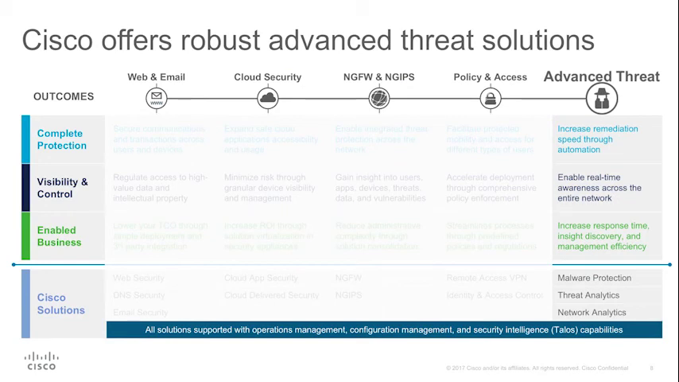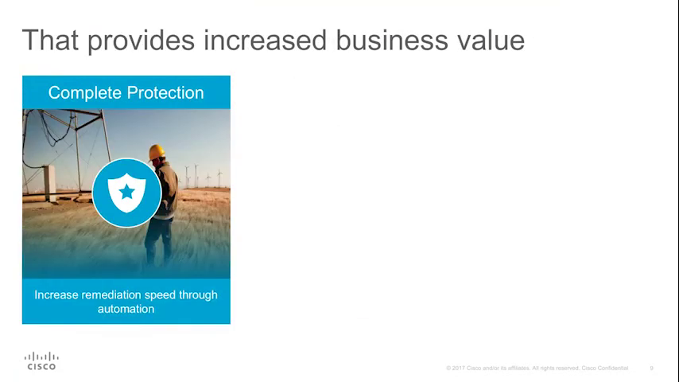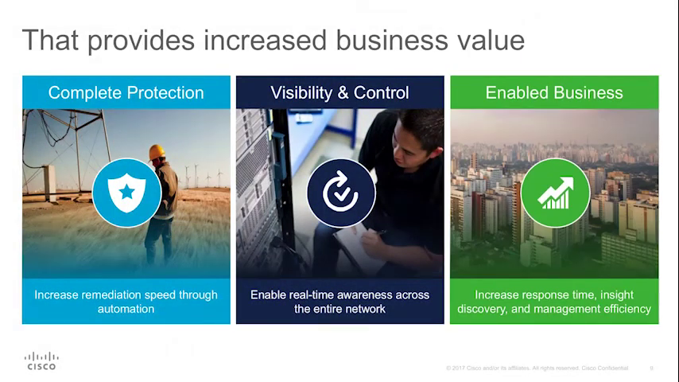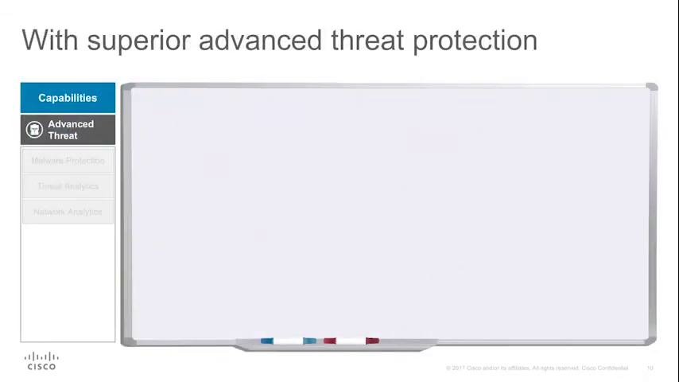Cisco's advanced threat solutions include malware protection, threat analytics, and network analytics, all of which are supported by Cisco's robust management and security intelligence. Cisco's advanced threat solutions increase remediation speed through automation and enable real-time awareness across the entire network. They also increase response time, insight discovery, and management efficiency. This whiteboard provides a simple outline of how Cisco's advanced threat solutions work together. This whiteboard is meant to be illustrative and can be leveraged in customer conversations.